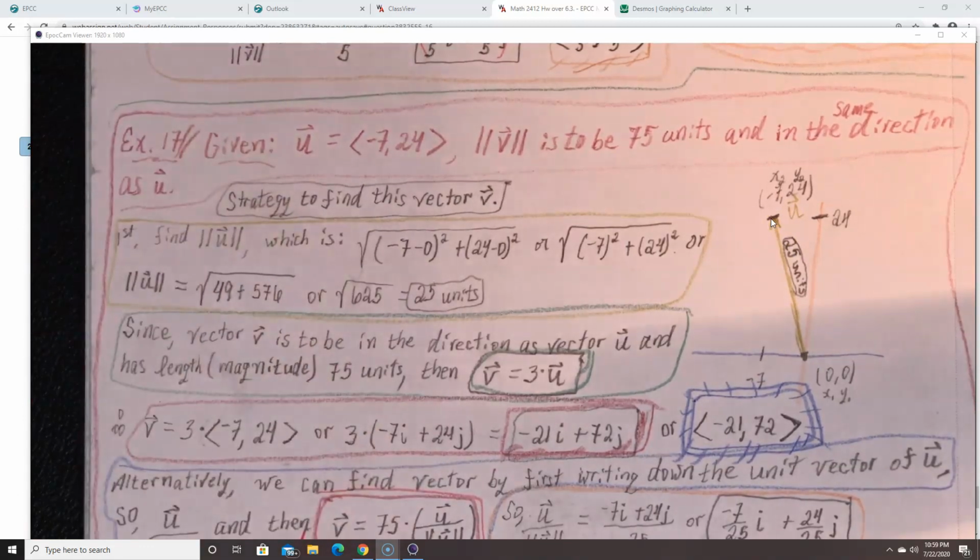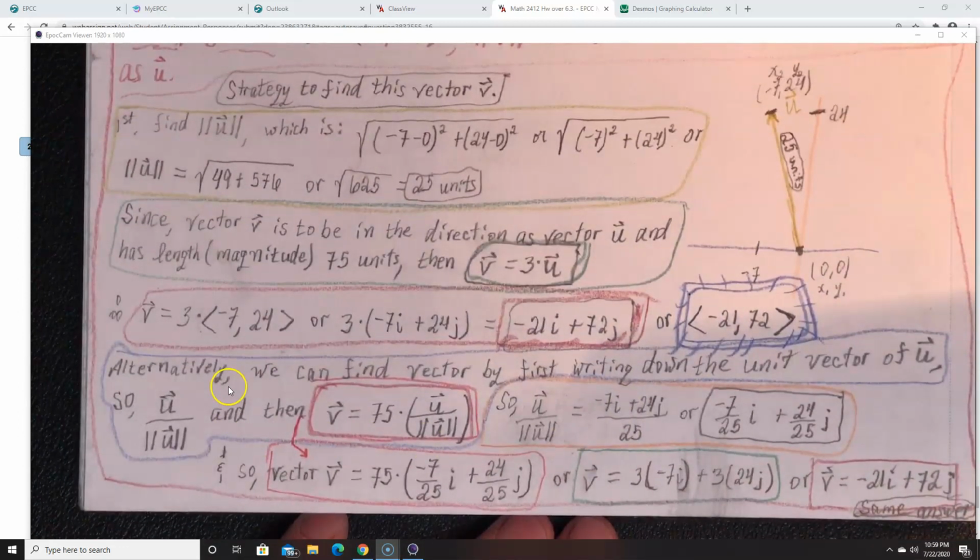And now they're asking us for vector v, which is in the same direction as this vector, but instead of being 25 units long, it's supposed to be 75 units long. We already did it one way, which was nice, only because 75 is 3 times as long as 25. Otherwise, we might have had a little trouble. You can still do it. You just have to be careful with your fractions. But another way to do it is this alternative way, which is perhaps a little safer.